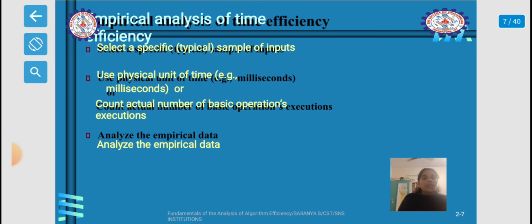The empirical analysis of efficiency is to select a specific, typical sample of inputs. It uses a physical unit of time, for example milliseconds, or counts the actual number of basic operations executed. Then analyze the empirical data.